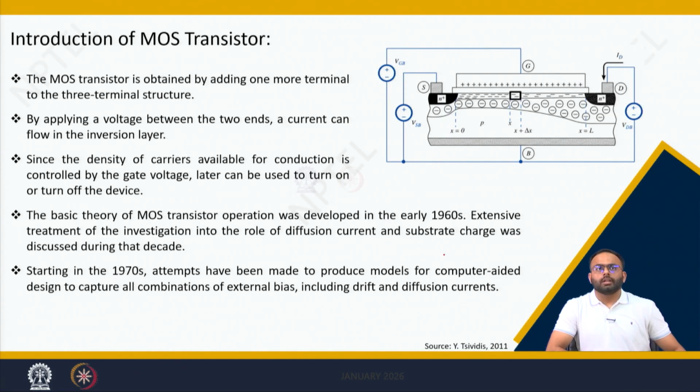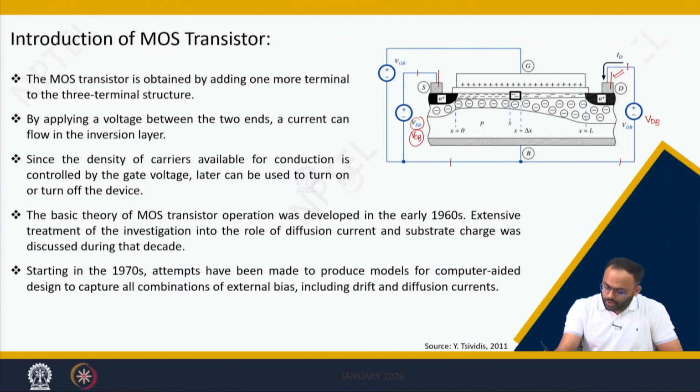So let us start our analysis of the 4-terminal MOS transistor. The MOS transistor is obtained by adding another terminal to the 3-terminal structure. As I mentioned, we will rename these terminals as source and drain. Similarly, following the same notation, instead of writing VCB, we are using another notation VSB. It means the voltage between source and body. Similarly, the voltage between drain and body is defined as VDB.